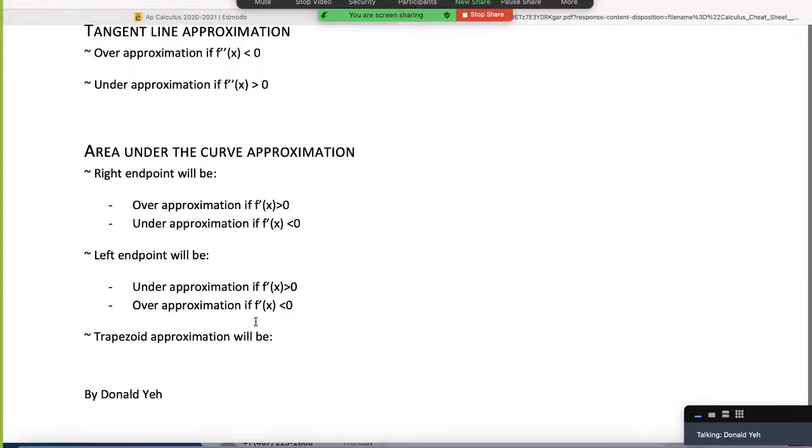Also, this cheat sheet is like the best cheat sheet you can find online, because I make it.